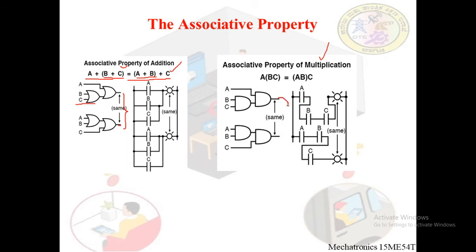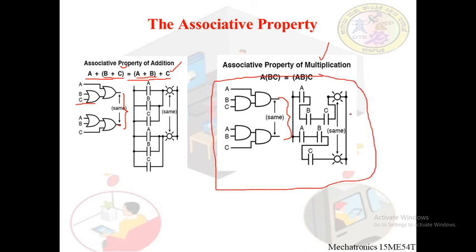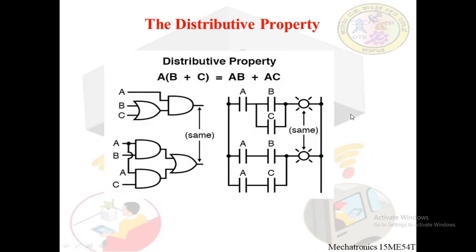So as per associative property, the output is same. The circuit diagram is as shown here. This can also be verified with the truth table. The reader can take it as an activity and verify the same. Next is the distributive property.